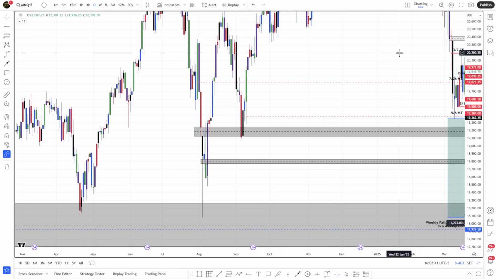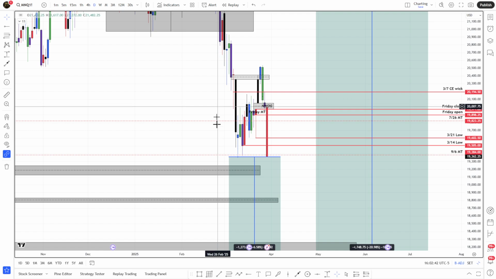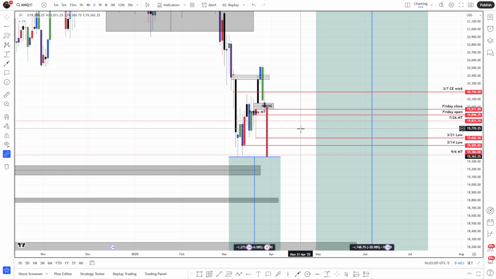All right, let's go back here. Okay, so I'm going to jump down to lower time frame. Does anyone have any questions or comments on higher time frame, kind of what I'm looking at, my reasoning behind it, before we move to some lower time frame stuff?